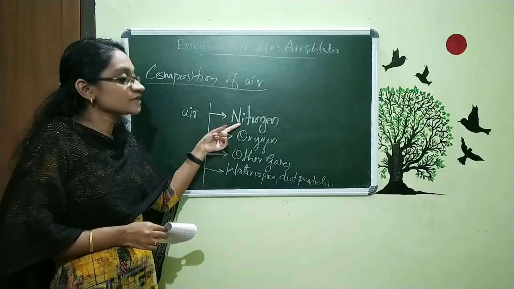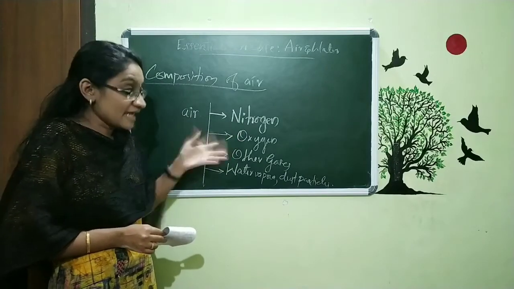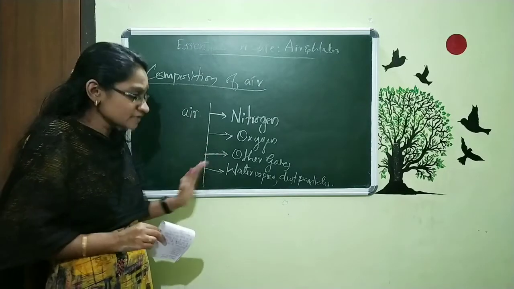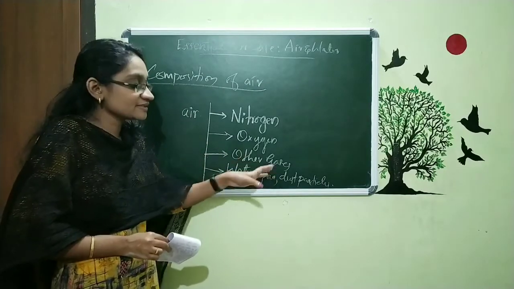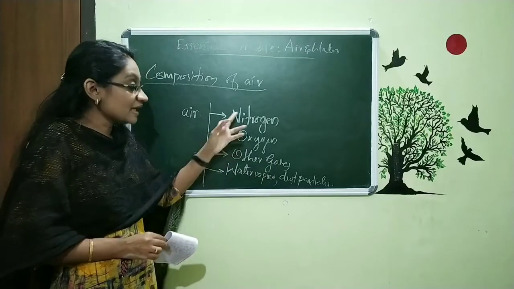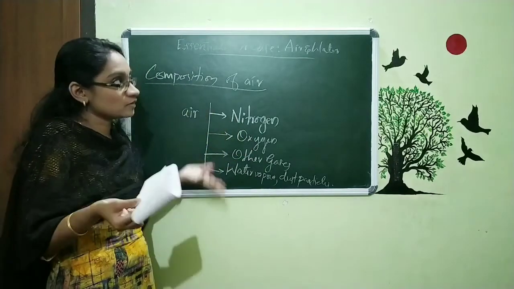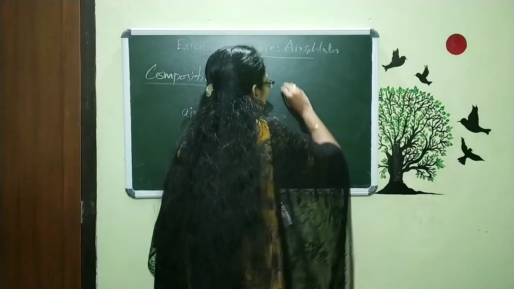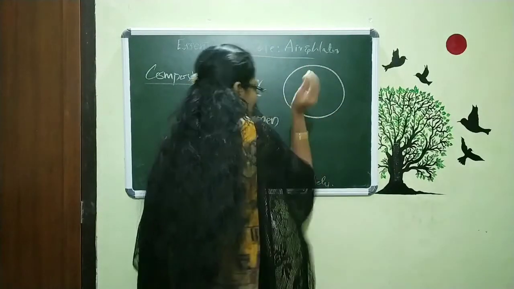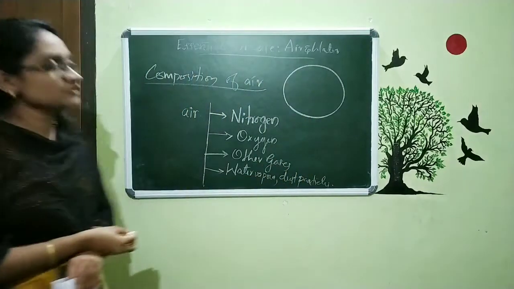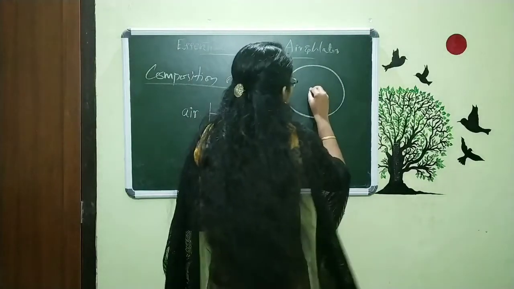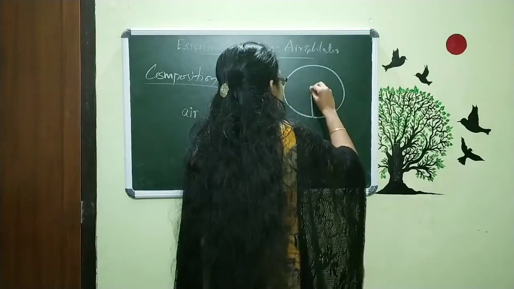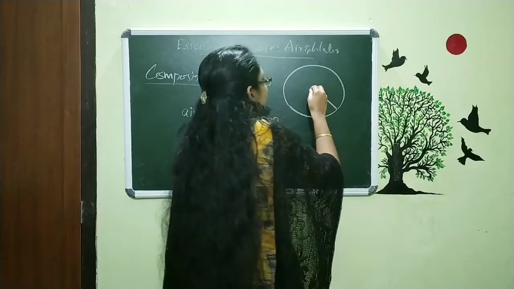Actually, when comparing to nitrogen, oxygen is very little, and when we compare nitrogen and oxygen, the other gases are very little. Also water vapor is there, dust particles are there, but they are very little, and basically we can say that most of it is nitrogen. And so when we draw a diagram, this is actually a pie diagram, which you can also study in higher classes. So when we are drawing the structure, it will be like this.